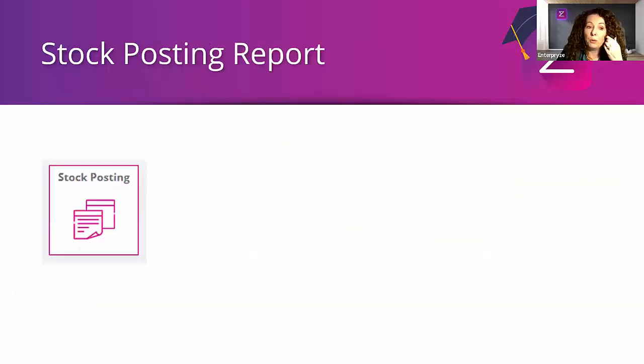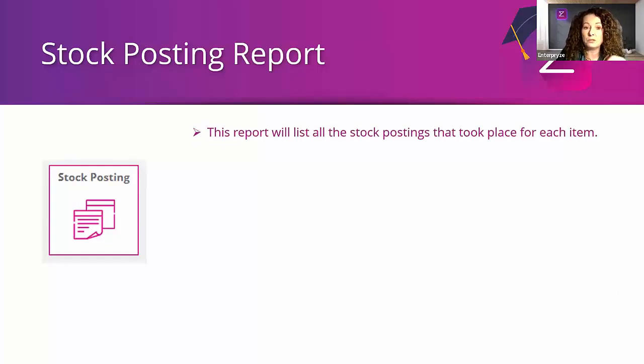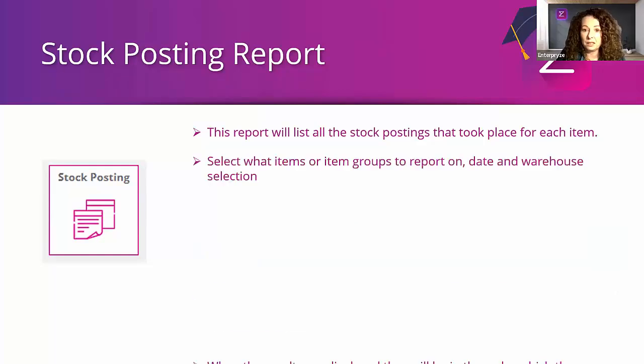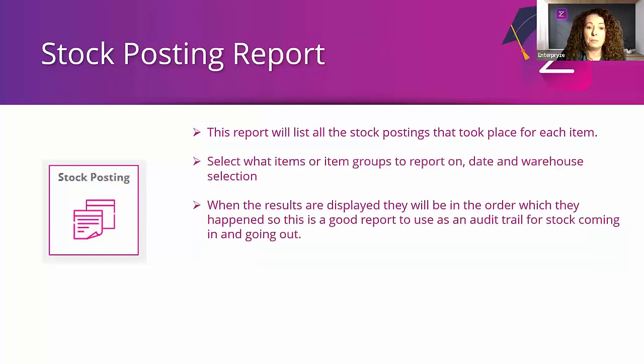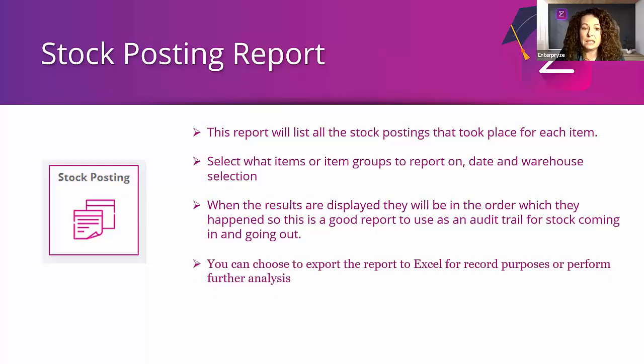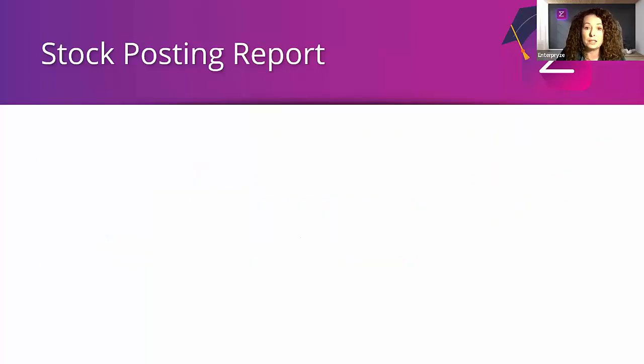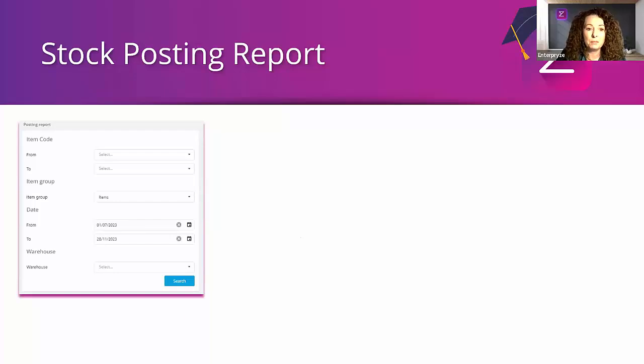So then we have the stock posting report itself, which is the on-screen report, all the different postings that have taken place for that particular item. You can run it by item or by item group. You can report on a specific date and warehouse selection, and then the details are displayed on screen. And of course, with all of these reports, as always, you can export them to Excel.